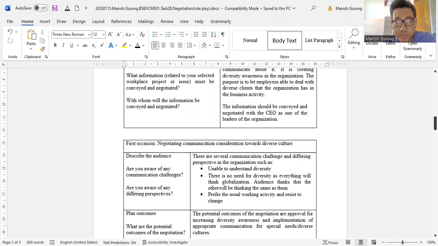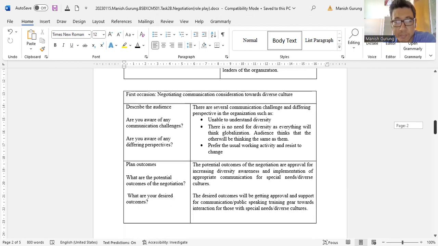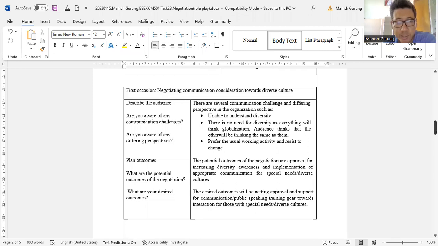With whom will the information be conveyed and negotiated? The information should be conveyed and negotiated with the CEO as one of the leaders of the organization. First occasion, negotiating communication consideration towards diverse culture.